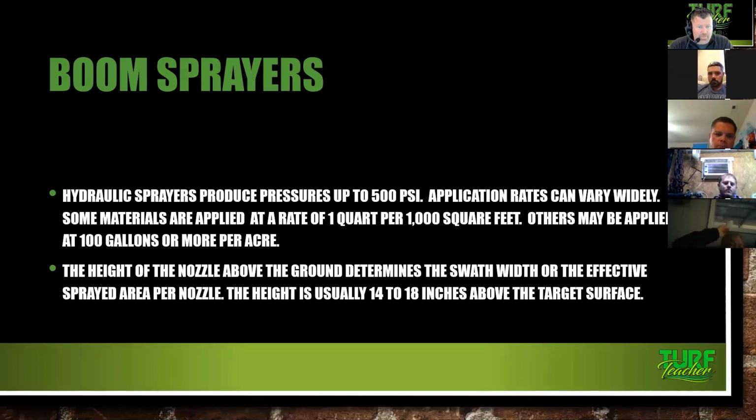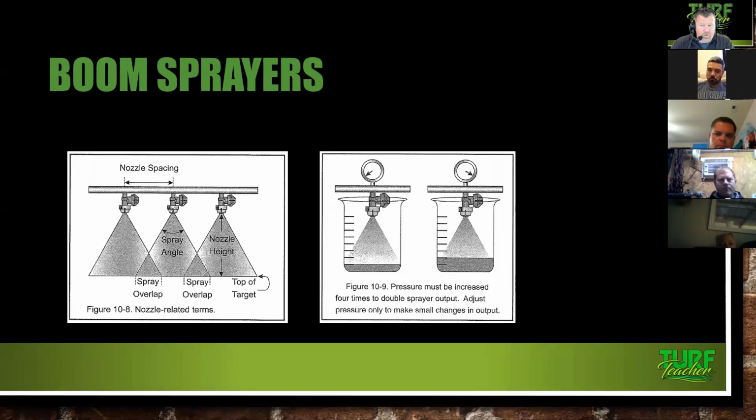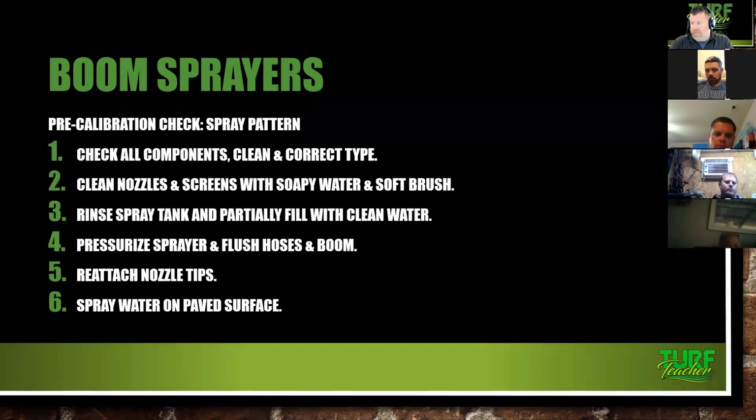The height of the nozzle above the ground determines the swath width, or the effective sprayed area per nozzle, and the height is usually 14 to 18 inches above the target surface. And so for your nozzle spacing, you do want that overlap right here. The pressure may be increased 4 times to double your sprayer output, so adjust pressure only to make small changes in output.